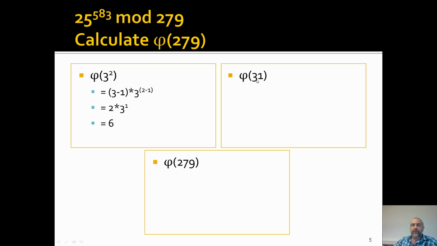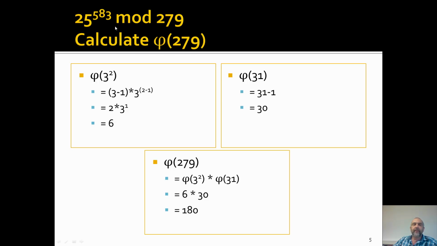We also have phi 31 to calculate. Well, that's easy. 31 is a prime number, so that's 31 minus 1 is 30. That means that the phi of 279, we saw in the slide before, it's phi 9 times phi 31, so that's 6 times 30 is 180. So the phi of 279 is 180.